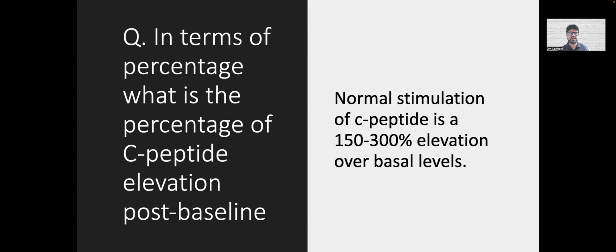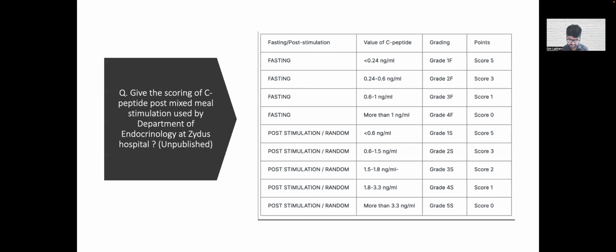Okay. So in terms of percentage, a normal stimulation of C-peptide is 150 to 300 times over the basal value, right? So it's about 3 times the basal value, right? And this is again a good way of interpreting.